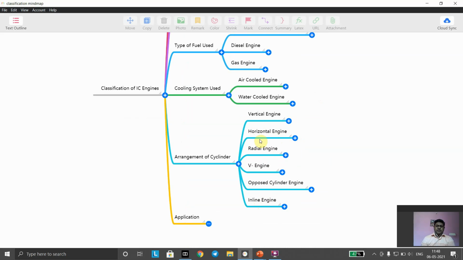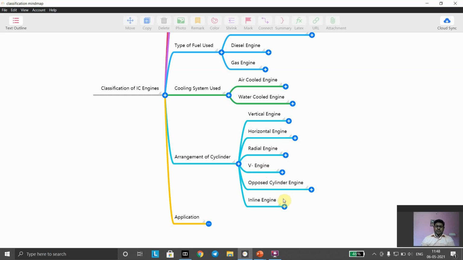Vertical engine, where the complete engine setup is kept vertically, and horizontal engine, the axis of the cylinder is kept parallel to the floor, and radial engine, all the engines are connected in the radial from the single crankshaft, and V engine, two cylinders are connected to the crankshaft in such a way that it makes a form of V. Opposed engine, the name itself suggests both the cylinders are kept opposite to each other, so that the piston movement is controlled by the single crankshaft.